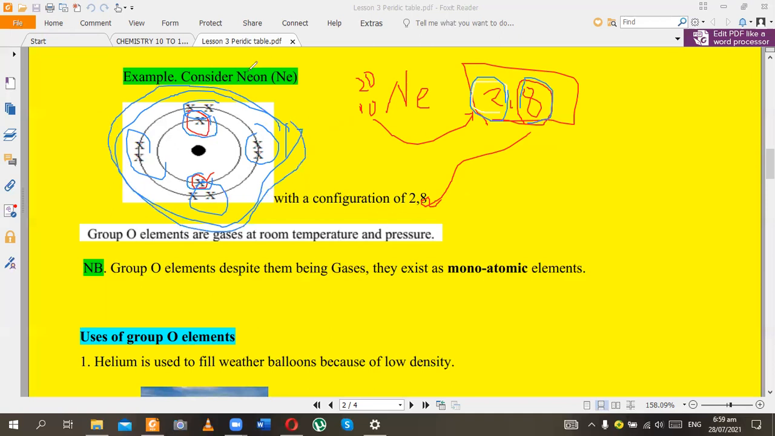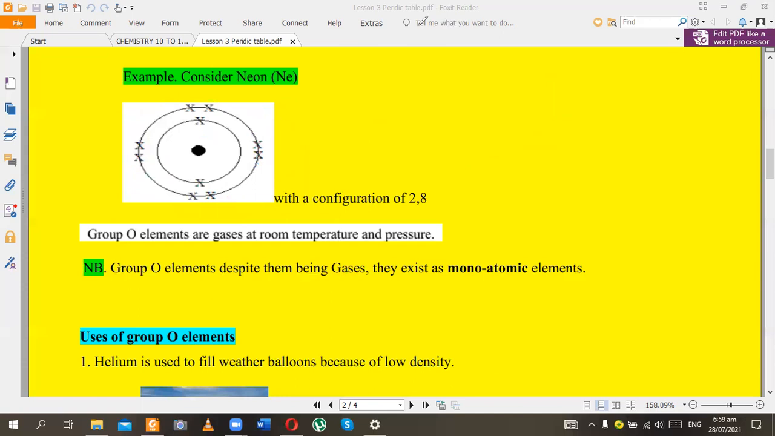And then all these elements that we talked about are gases at room temperature and pressure. What elements are they? Let's just list them again. The first one is helium, and then we've got neon, argon, krypton, xenon, and radon, the one my friends from Eastern can read as at random. Okay, radon. These are the elements that we have.